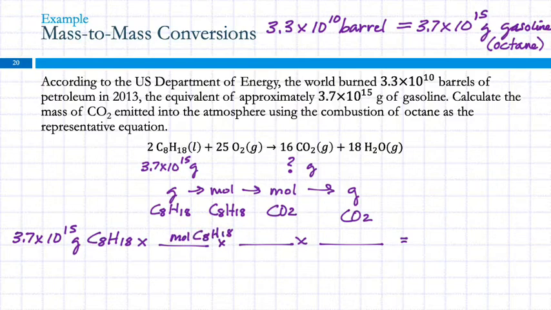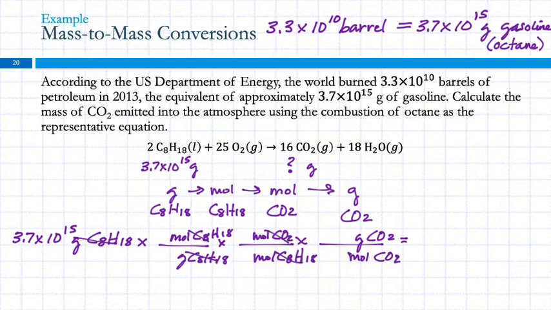I always leave enough room. Next is moles of CO2. And finally, grams of CO2. Grams to moles to grams. So this is grams of C8H18 down here. These units are going to cancel out. Moles of C8H18, those are going to cancel. And moles of CO2, those are going to cancel. It's that same pattern.